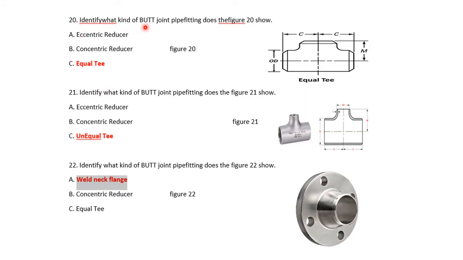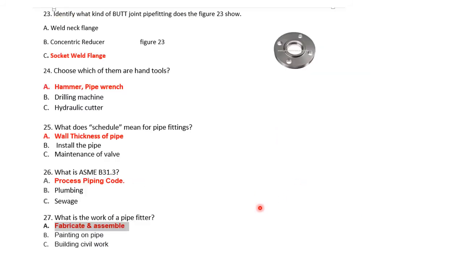Identify what kind of butt joint pipe fitting this figure shows. This is an equal tee. See, this is equal. These all are fittings. Identify what kind of butt joint fitting this is, an unequal one. Identify what kind of butt joint pipe fitting figure 22 shows. This is called a weld neck flange. WNRF. This is called a weld neck flange.